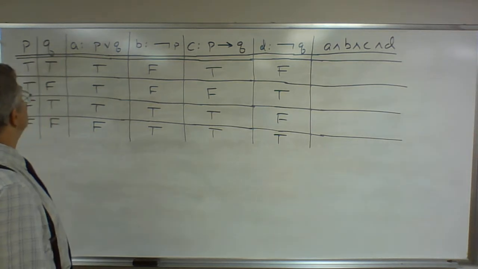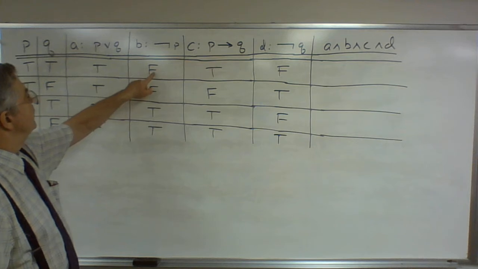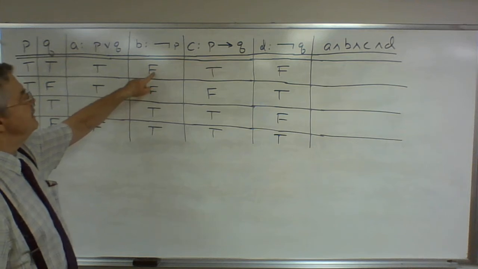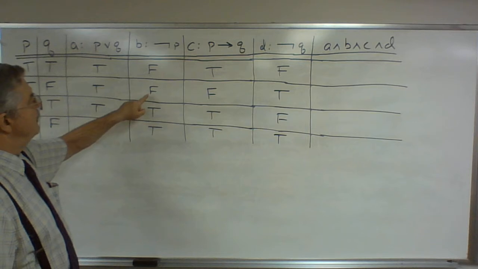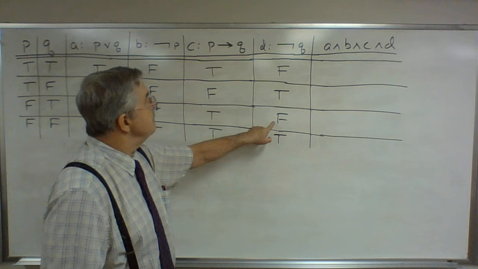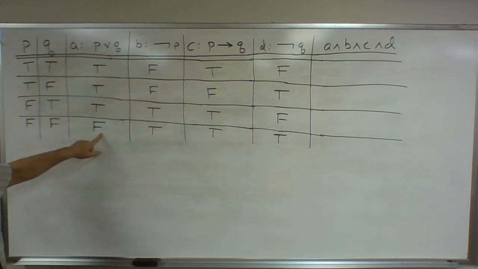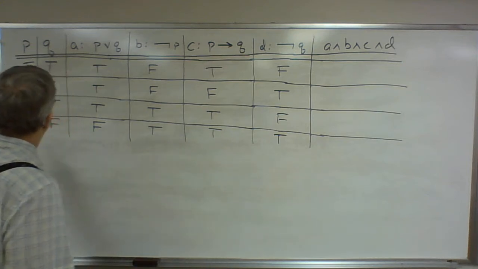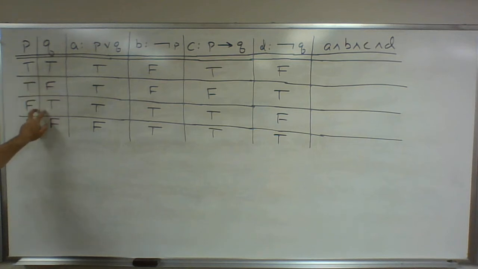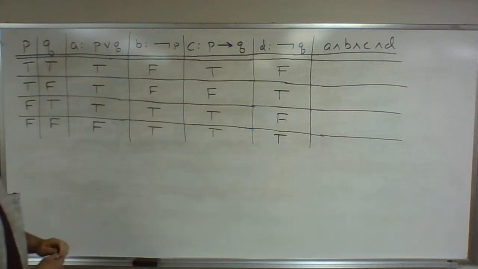And let's see. On the first line of our table, the conjunction is false. B is false here. On the second line, B is false here. On the third line, D is false. And on the bottom line, A is false. So in each possible set of truth values for P and Q, at least one of the statements, A, B, C, and D, is false.